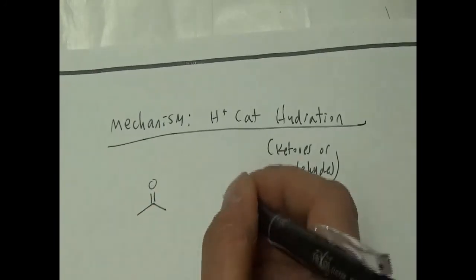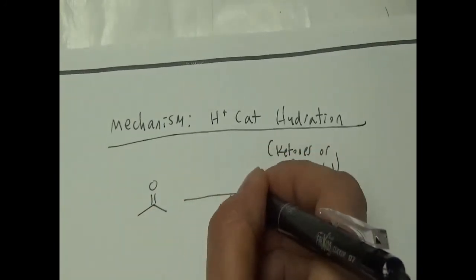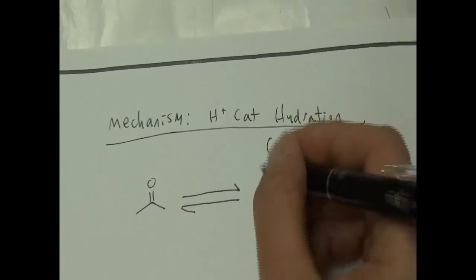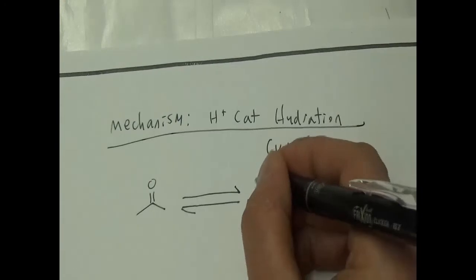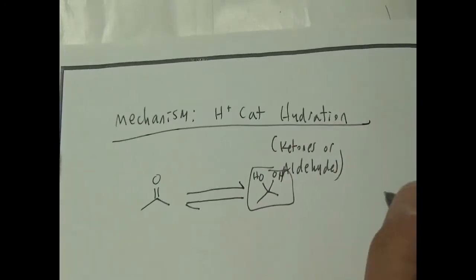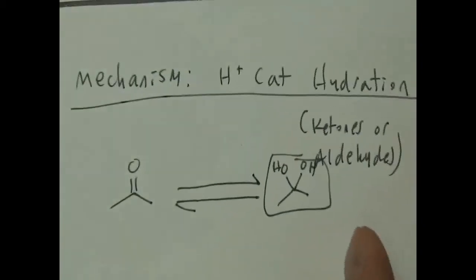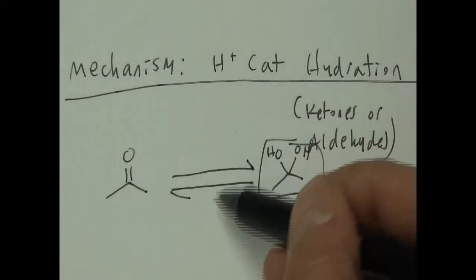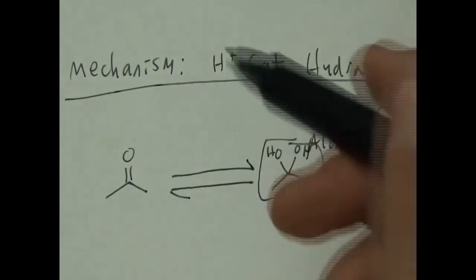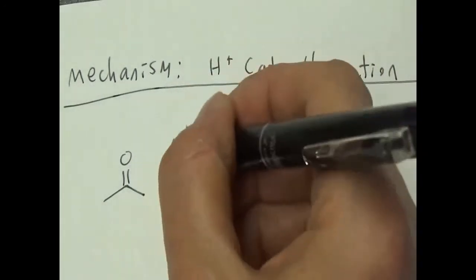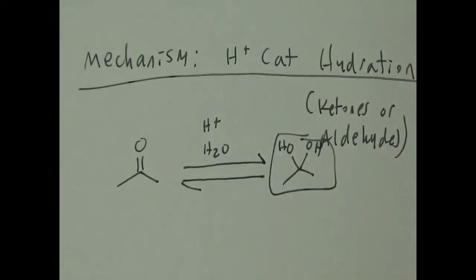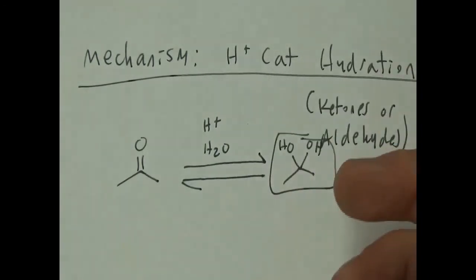Now even though the equilibrium is disfavored, it wants to stay on the left, the mechanism is all the same, though. We don't care about thermodynamics right now. We're just going to go through the mechanism of how we get from here to there. Okay. So we're reacting with water and acid. Sometimes we just say H3O+, right?